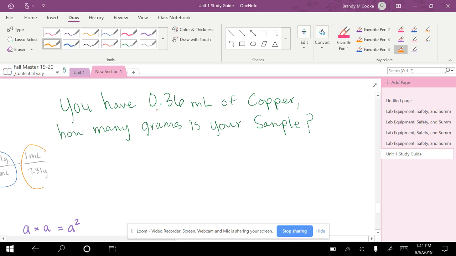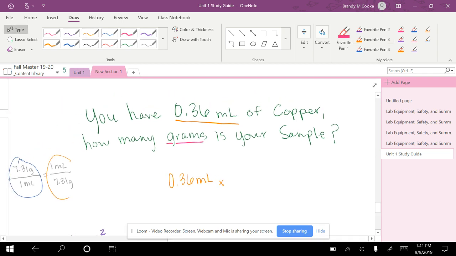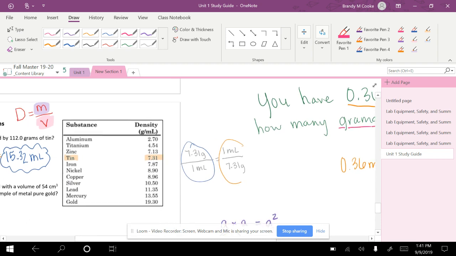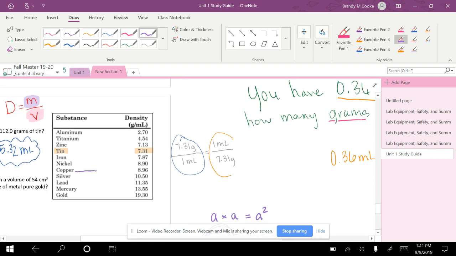So again, I'm going to take a look at what was given, 0.36 milliliters. I want to convert that to grams because that's what the question is looking for. So I'm going to write down what I was given, 0.36 milliliters. I know I'm going to need to multiply that by a fraction, right? So in this question, my substance is copper. So in order to do this, I need to know copper's density, which all the way over here is 8.96.